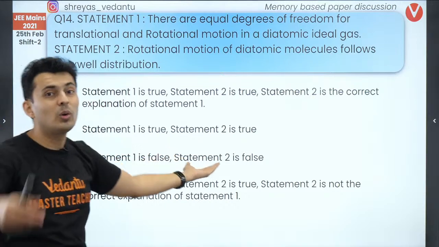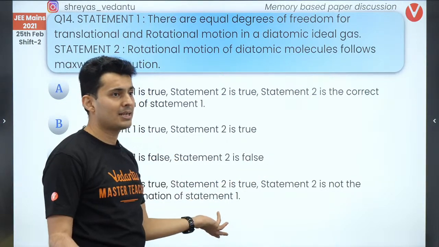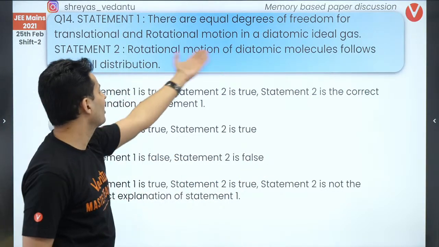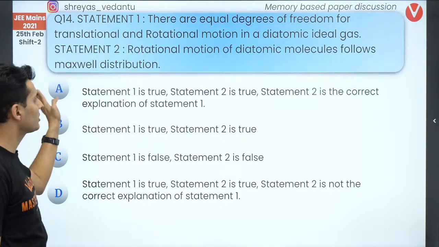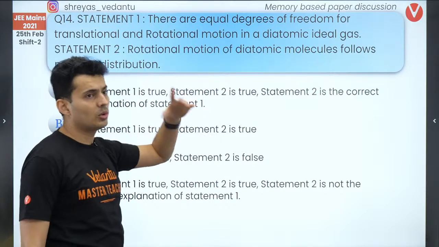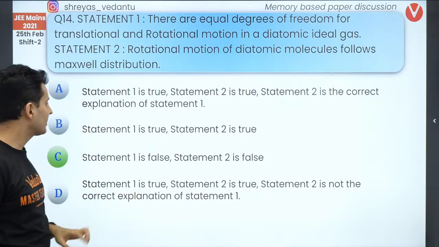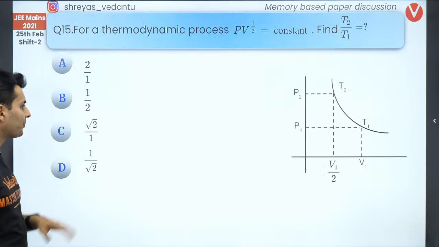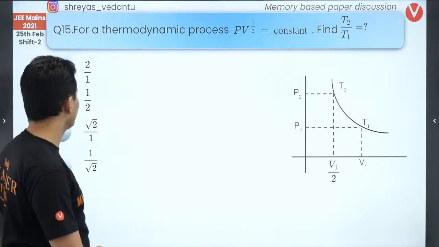You don't even have to look at the second statement. Why do you want to look? And even if you want to look, rotational motion of diatomic does not follow the Maxwell distribution. Only the translation follows the Maxwell distribution. Rotational will not follow. Correct? Yes, that's the correct answer. So let's get moving to the next one coming up on your screen, guys.